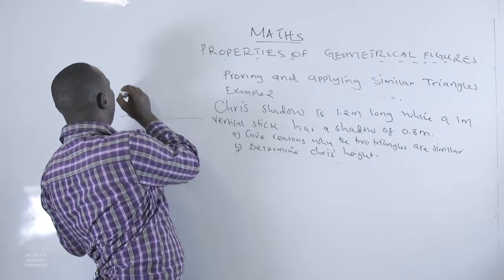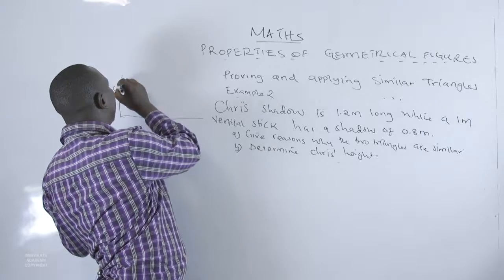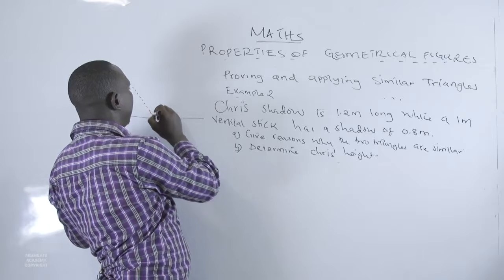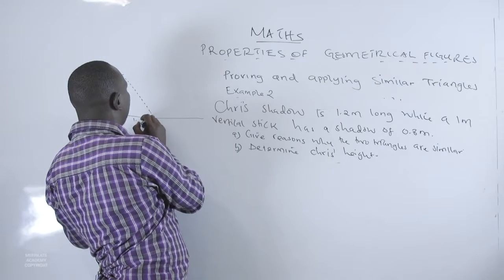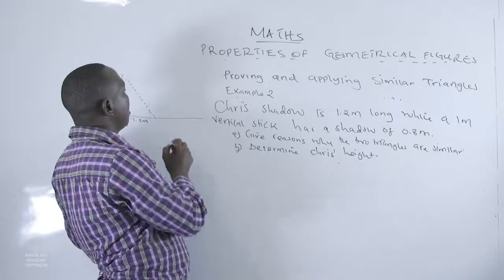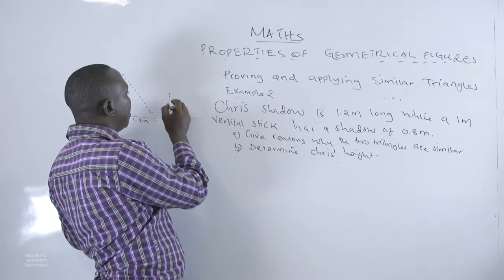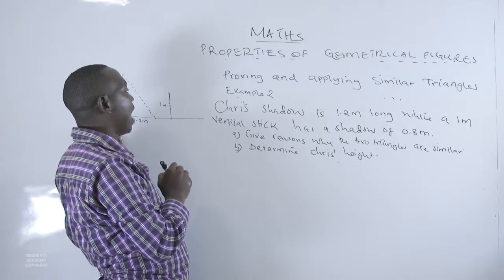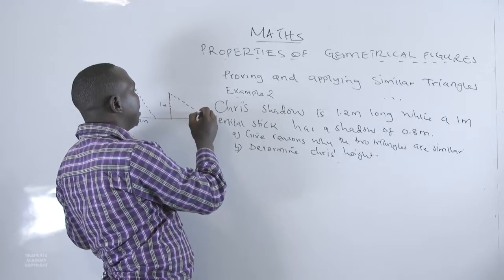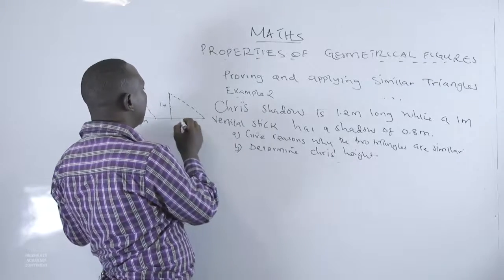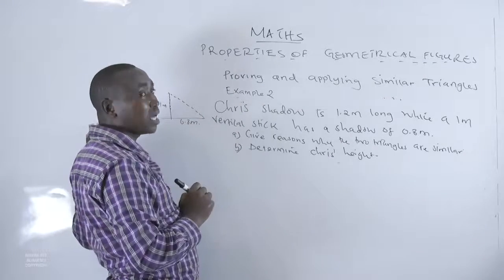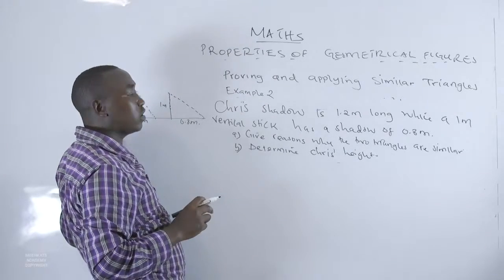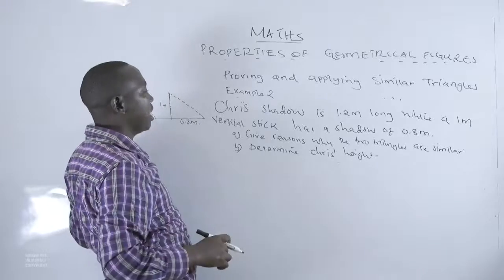In that, we have this is Chris. Chris is casting a shadow which is 1.2 meters. Then we have another stick which is 1 meter high, and again it casts a shadow which is 0.8 meters. So in essence, we are required to find the height of Chris, which you can relate to be x.